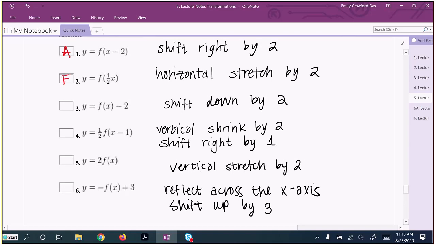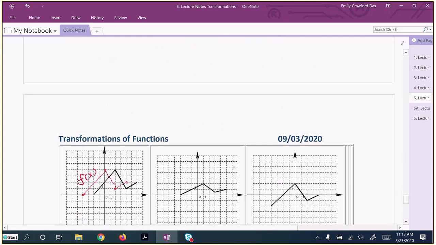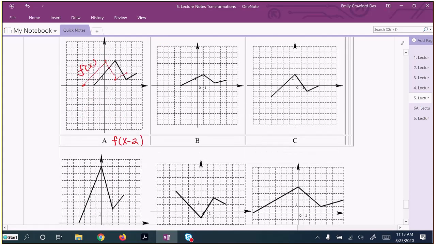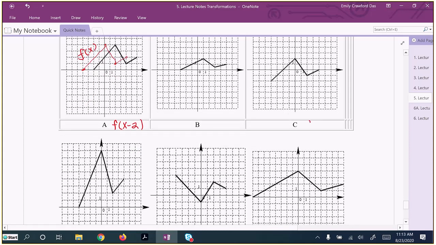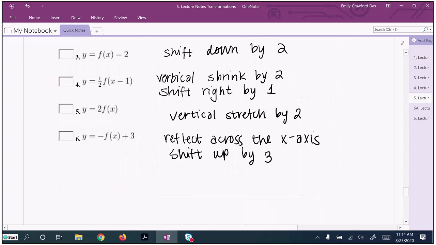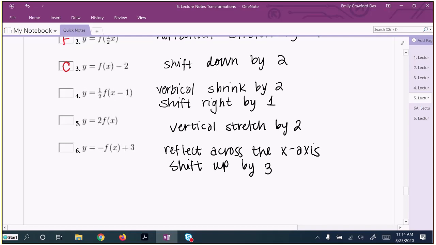How about shifting down by 2? So in this case, my x coordinates are not changing at all. The only thing that's changing is that my y coordinates will be shifting down by 2. That looks like that should be exactly graph C, because I can see I still maintain exactly the same shape as my original graph, and what has changed? Everything is just shifted down by 2. So this is C.